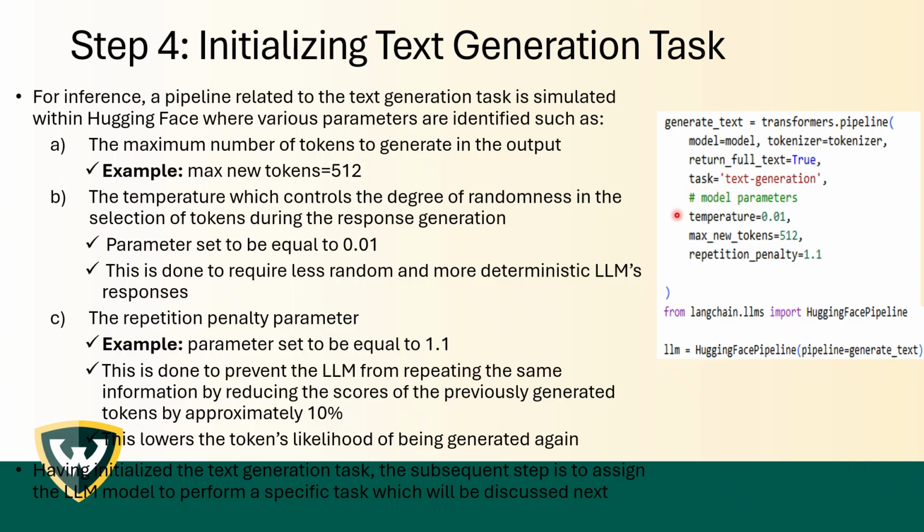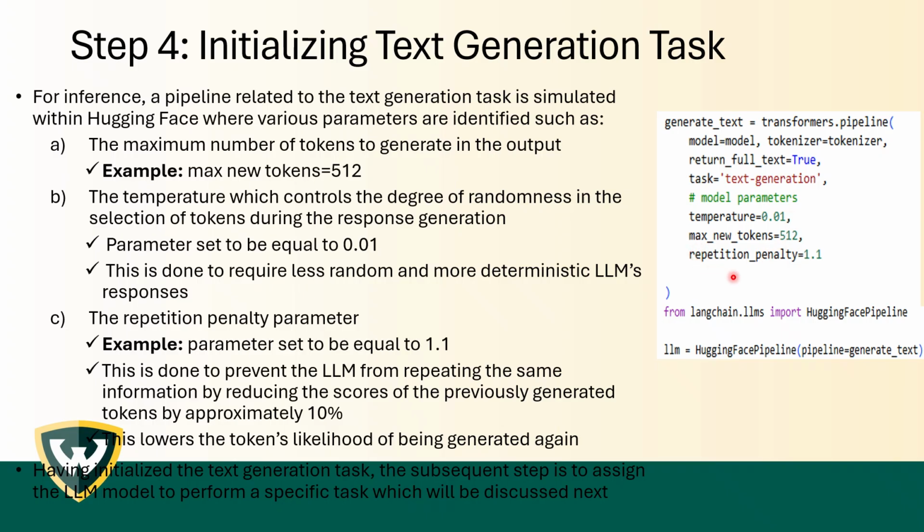And also in this case, we can identify the model parameters, which are the maximum number of tokens to generate in the output. And in this case, we set it to be equal to 512. And also we can set the temperature in order to control the degree of randomness in the selection of tokens during the response generation, and in this case it was set to be equal to 0.01, since it's close to 0, so it's approximately equal to 0, in order to require less randomness and more determinism in the LLM response.